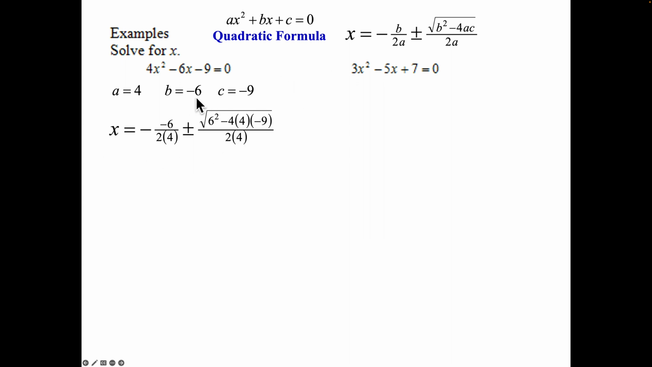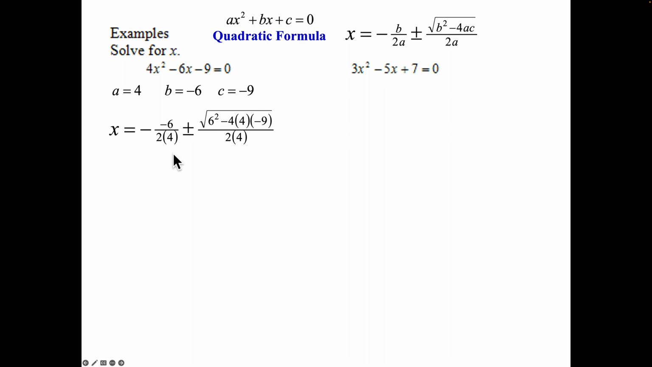Once I substitute in my negative 6 into b, notice that this negative here in front of my fraction is not the same as the negative on my 6. 2 times a, 4 here. Notice that my 6, which was technically negative, but I didn't put a negative here. Why? Because when you square b, it's going to be positive. So why put the negative in? 6 squared minus 4 times a, 4 times c, negative 9. This first part always will be positive. Don't put the sign on it.